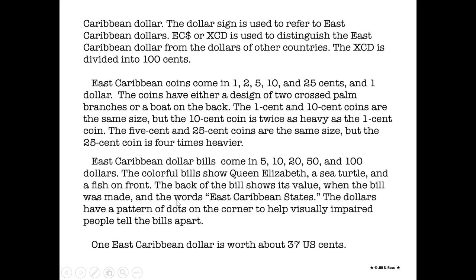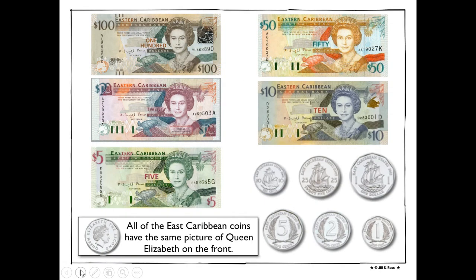When the bill was made and the words East Caribbean States. The dollars have a pattern of dots on the corner to help visually impaired people tell the bills apart. 1 East Caribbean dollar is worth about 37 US cents.